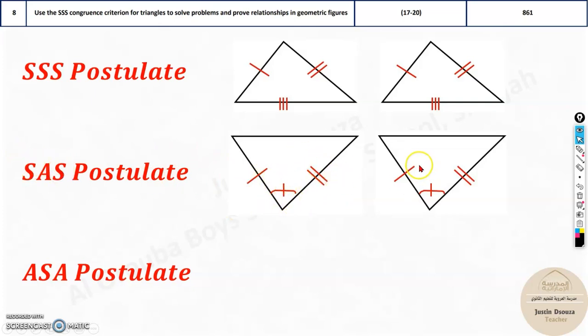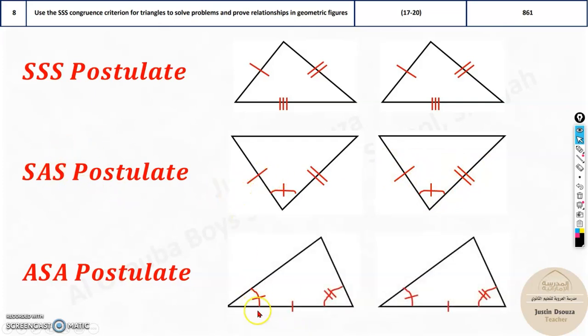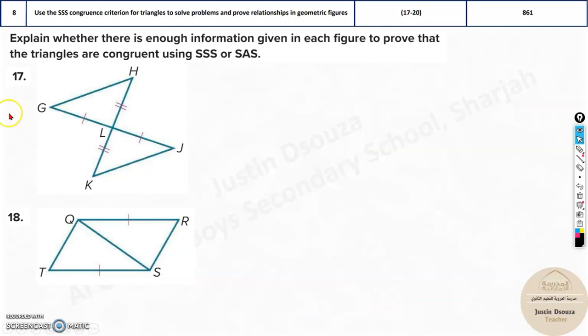Whereas over here, if two sides and the included angle, a side, then an angle in between them and another side, if these are equal, then again they are congruent. And lastly, we have angle, side, and angle. If there is an angle, then a side, then an angle, then again they are congruent. So these are the three postulates. Based on this, we have to solve problems now.